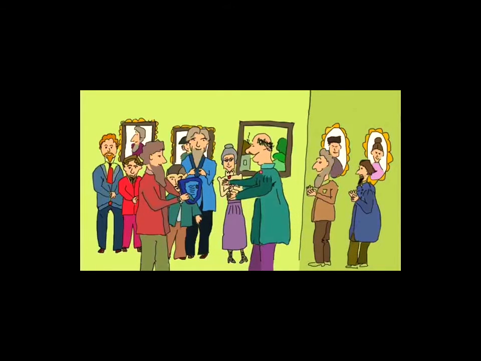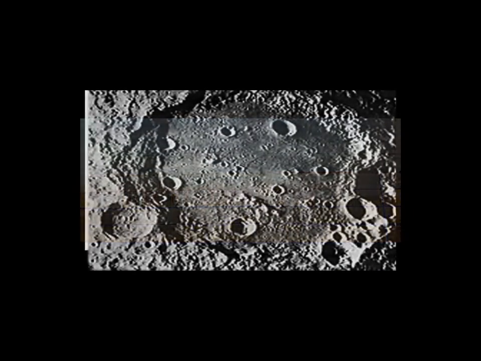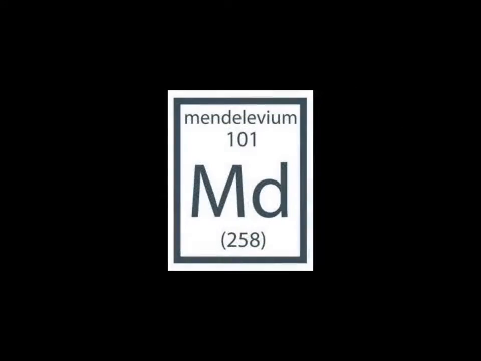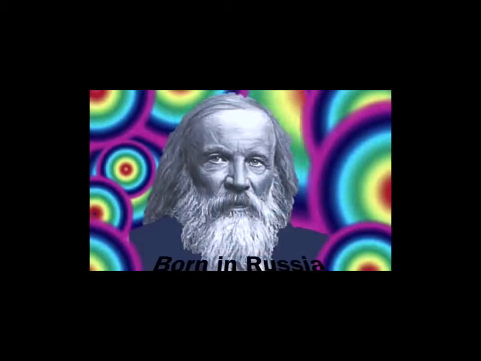Dmitri Mendeleev remained involved in science until his death in 1907. He was given lots of awards, 2 from the Royal Society in London and from Oxford and Cambridge. There's a metro station in Moscow named after him and a crater on the moon. Let's not forget element 101 that's called Mendelevium.